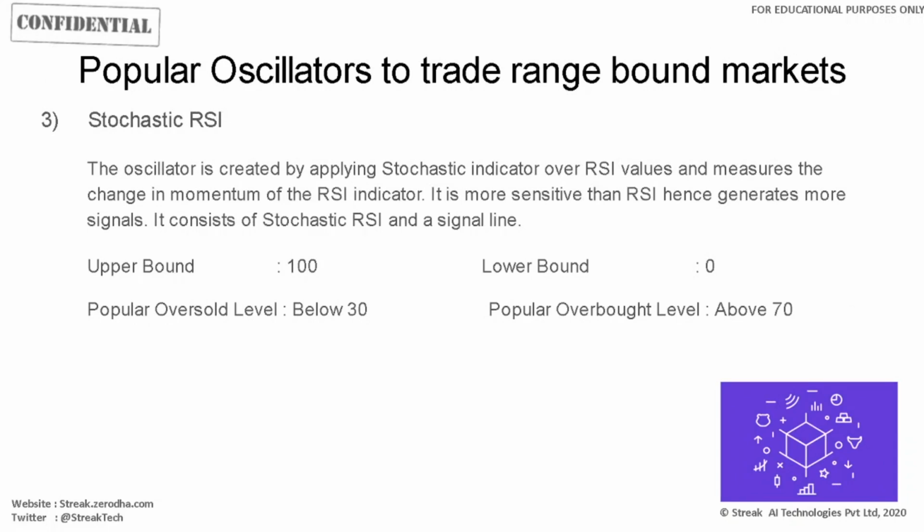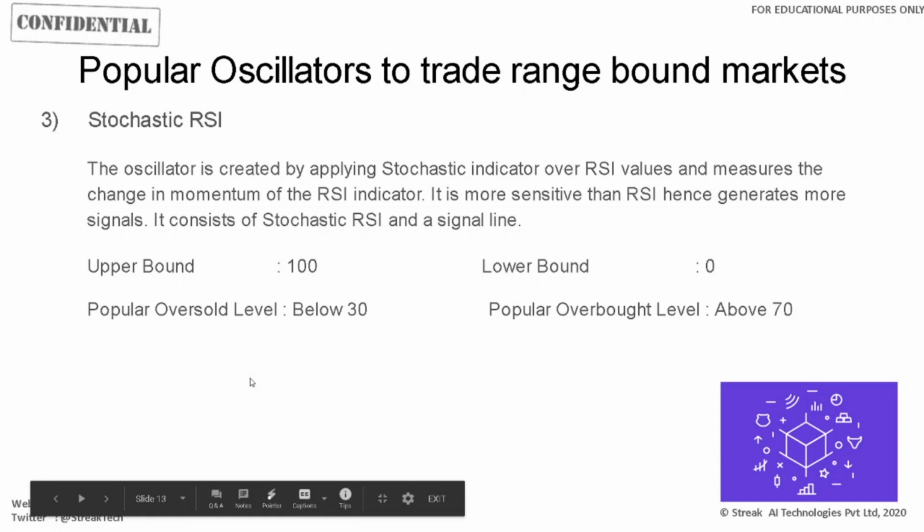Moving on to the stochastic RSI. The oscillator is created by applying the stochastic indicator over RSI values. Instead of using the price as an underlying, the stochastic RSI uses the RSI values itself, and hence it is way more sensitive than the RSI and creates many more signals. The upper and lower bounds are identical to those of RSI.